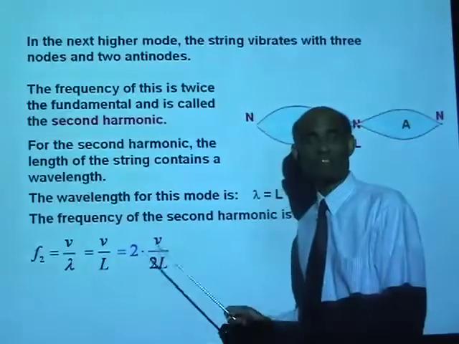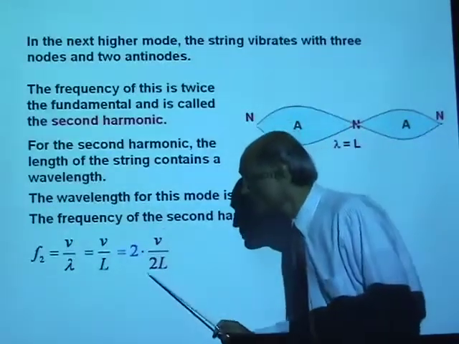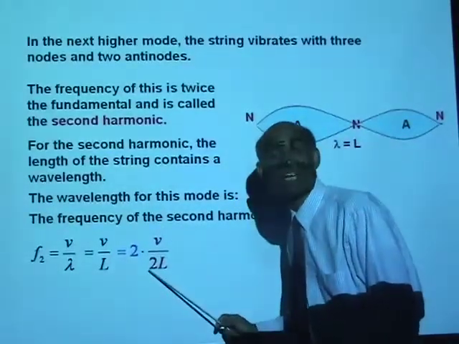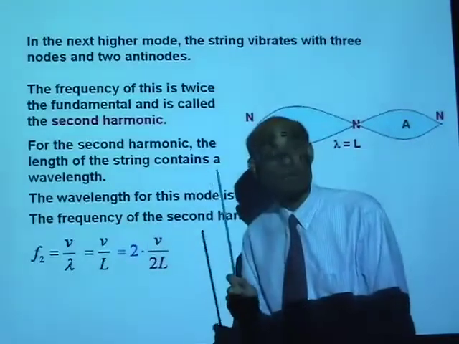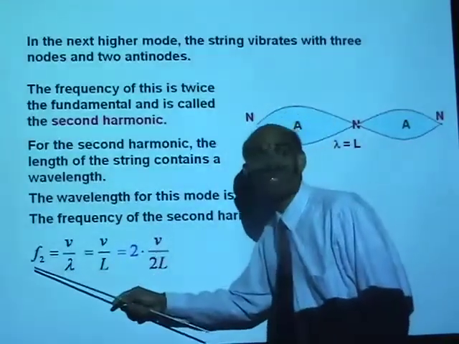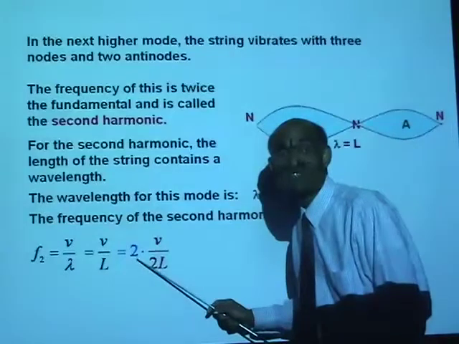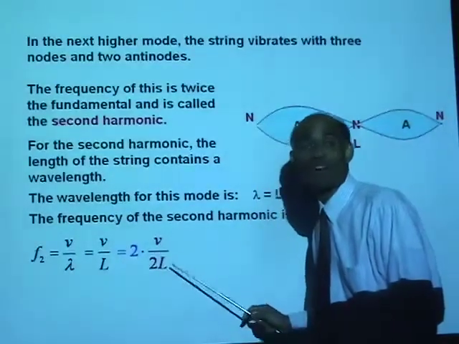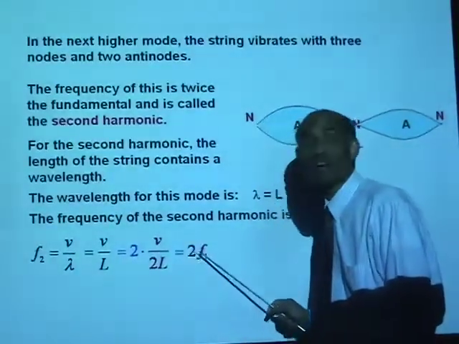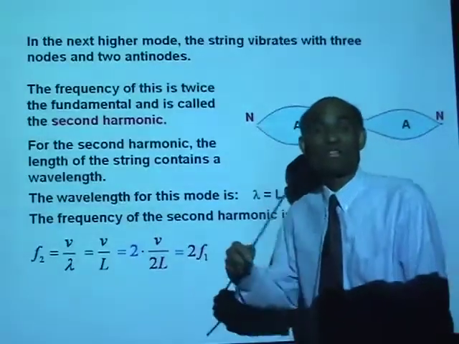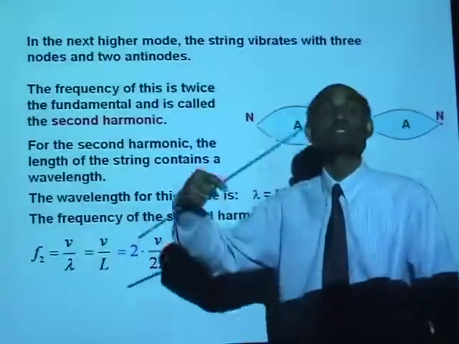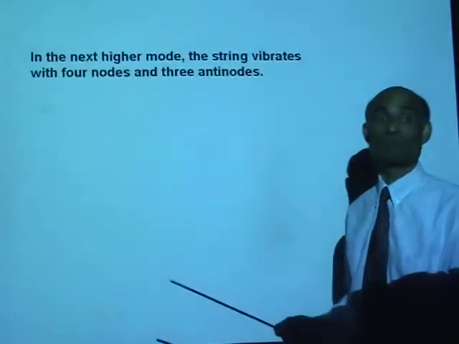Why did I write like this? Because V over 2L, if you remember, is the frequency of the fundamental. So the frequency of the second harmonic is 2 times the frequency of the fundamental. It is 2 times F1. The second harmonic is twice the fundamental.